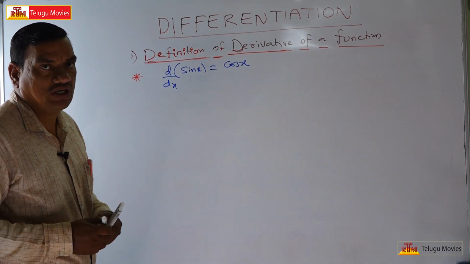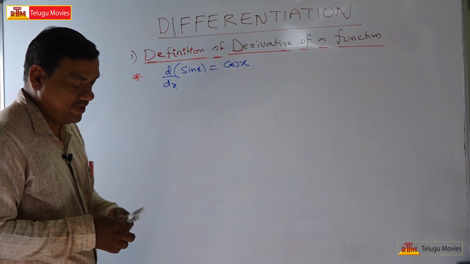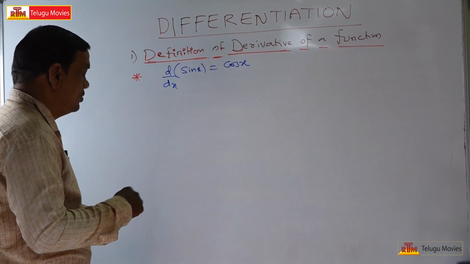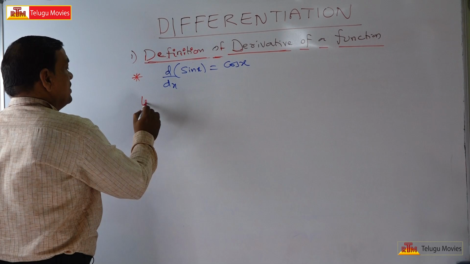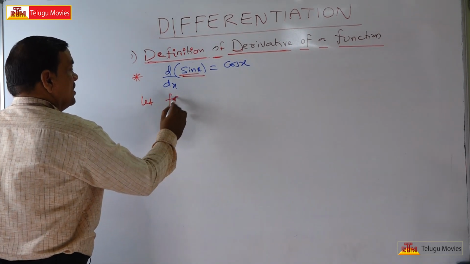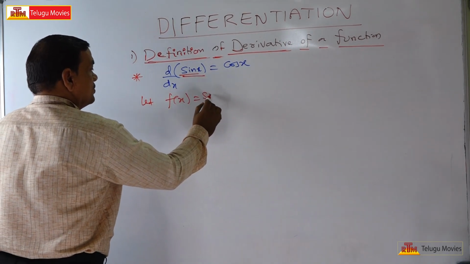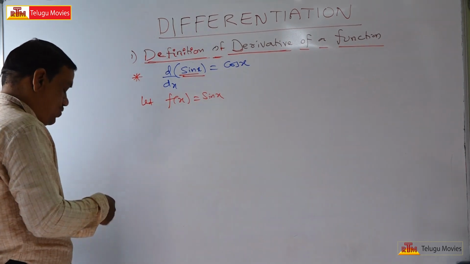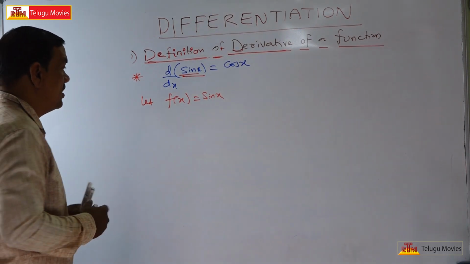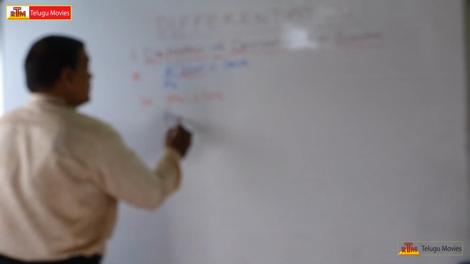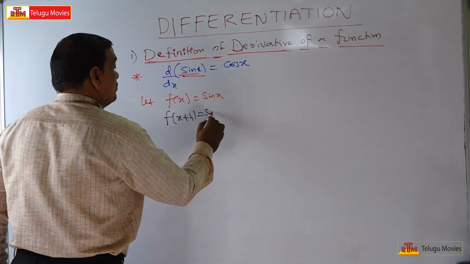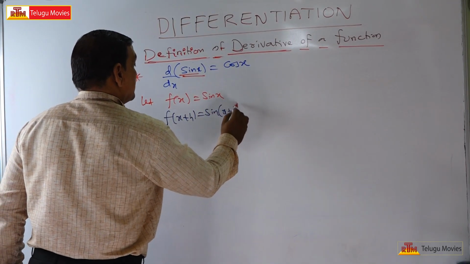So for the first trigonometric ratio, how can it be done? Let us see. Here, what is our function? f of x is equal to sin x. Okay. Then f of x plus h is sin of x plus h.